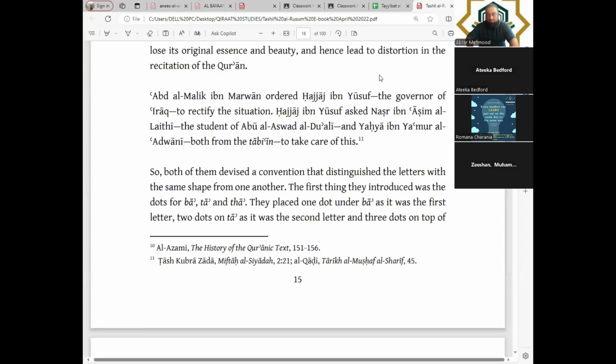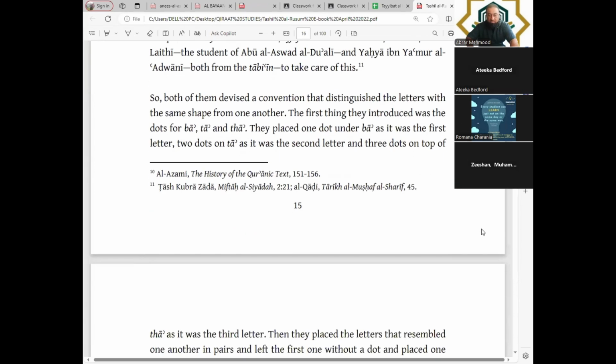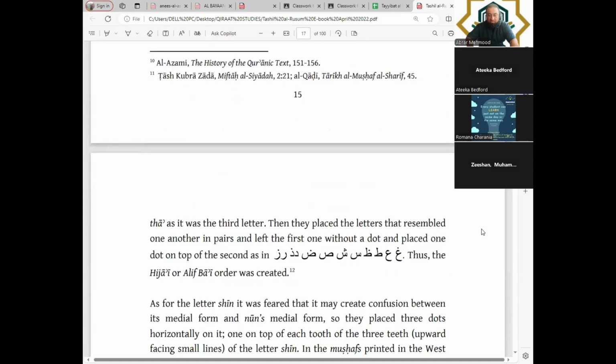The first thing they introduced was the dots for ba, ta, and tha. They placed one dot under ba as it was the first letter, two dots on top of ta as it was the second letter, and three dots on top of tha as it was the third letter.